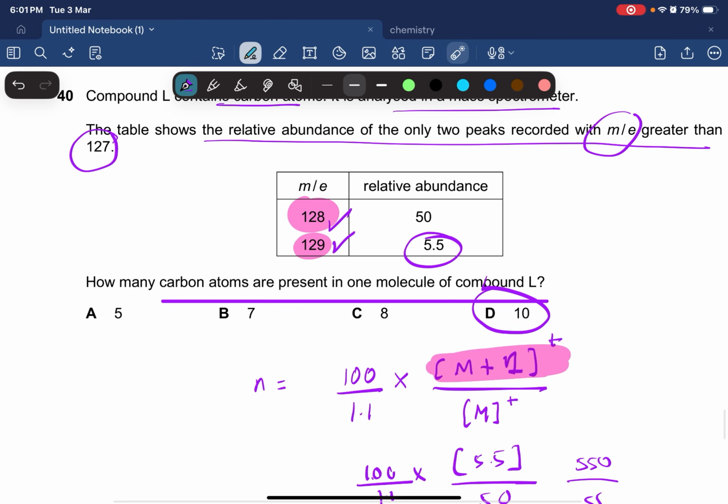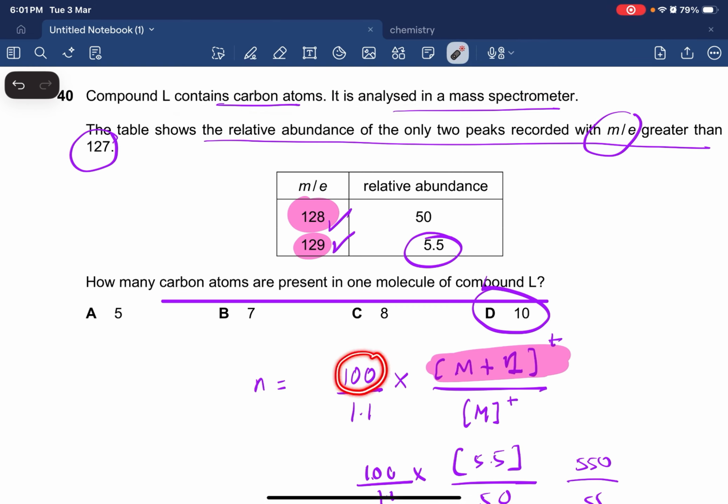The only thing is that you have to learn the formula: 100 upon 1.1 multiplied by the abundance of your M plus 1 peak upon the abundance of your M peak. That's all.